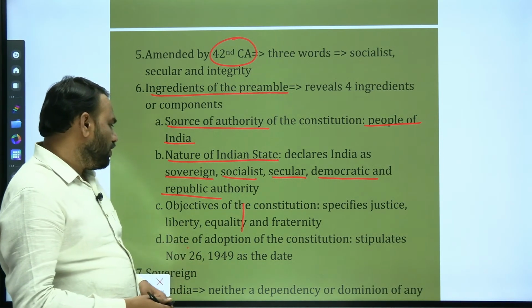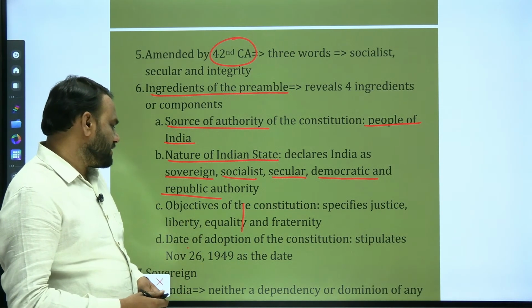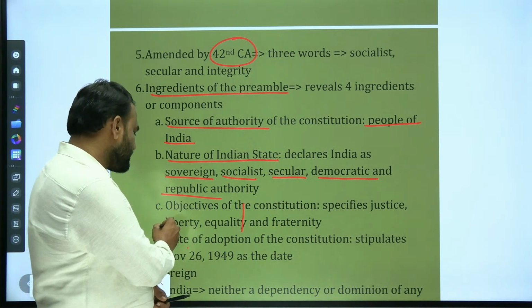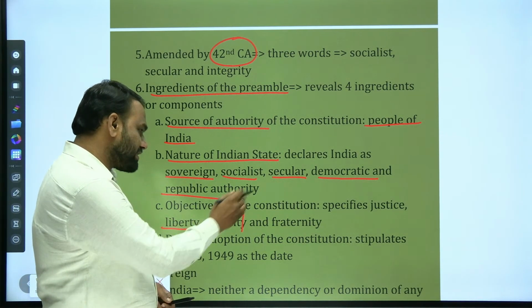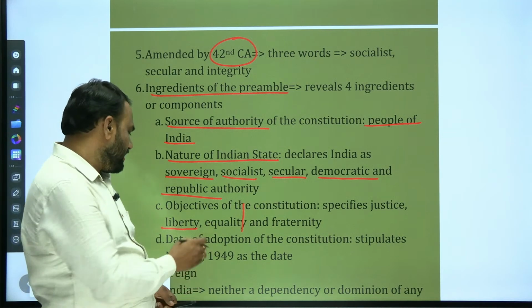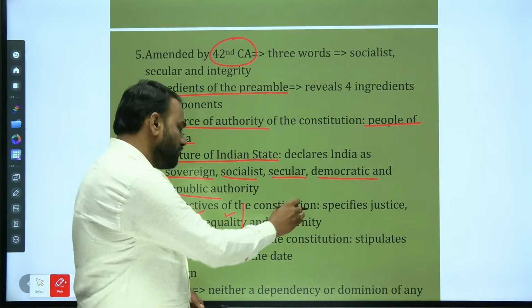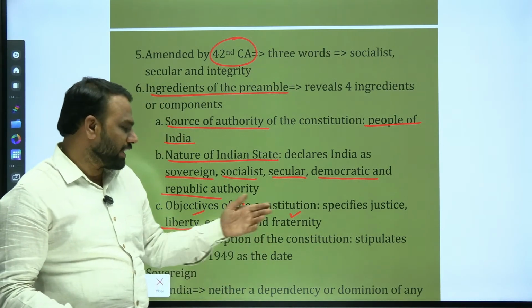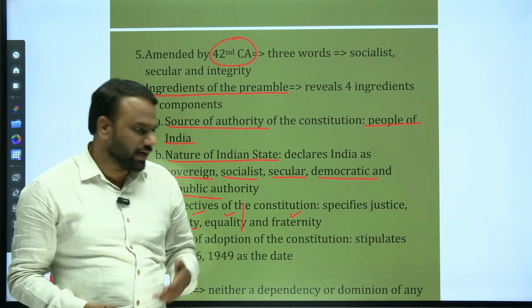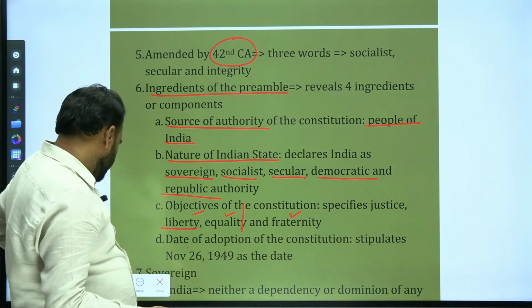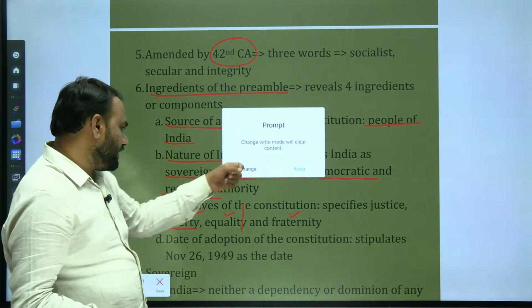Now next, objectives of the constitution. It specifies justice. What kind of justice, the various kinds of justice, we shall see later. Next, it specifies liberty. It specifies equality. It specifies fraternity. We will see later what kind of justice, liberty, equality and fraternity. Next, it mentions the date of adoption.